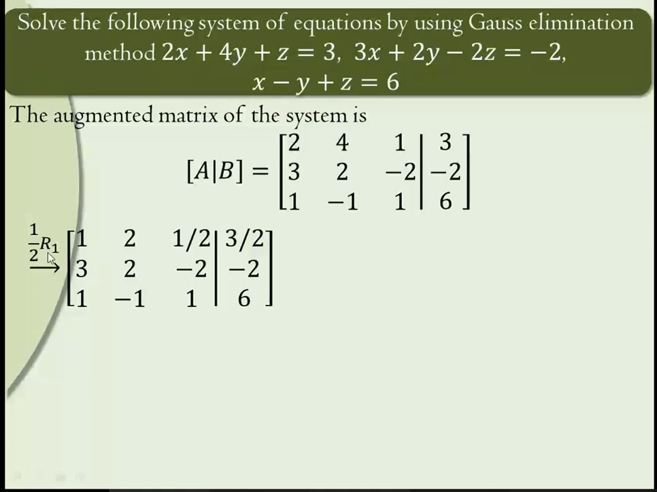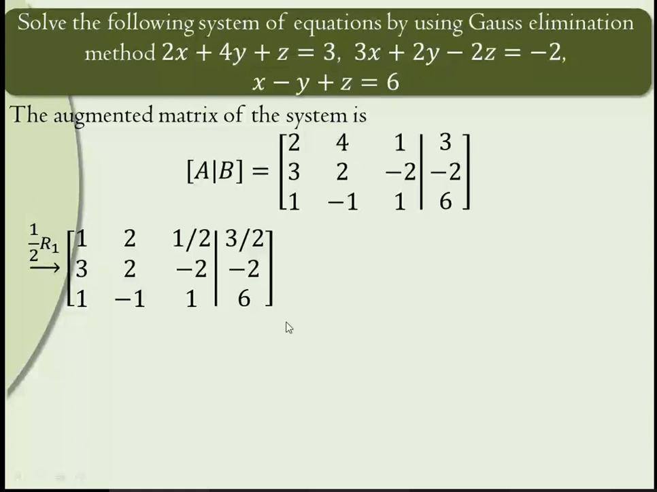R1 denotes the first row, R2 the second row, R3 the third row. We want to make this element 1, so that can be done by dividing the first row by 2. So the first row operation we are doing is 1 by 2 into R1. So it becomes 1, 4 by 2 is 2, 1 by 2, 3 by 2. Rest of the elements, keep as they are.